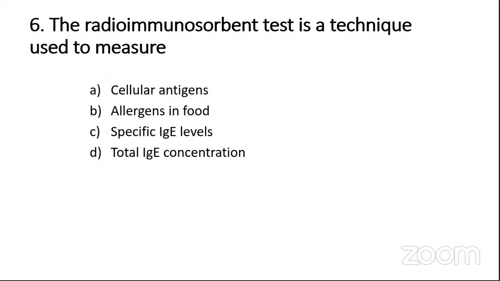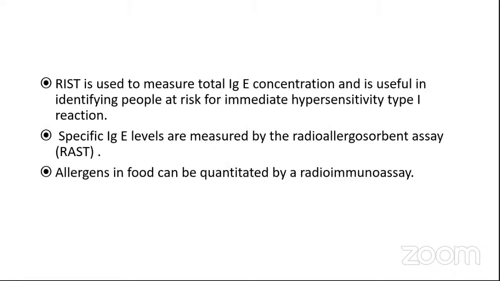The radioimmunosorbent test is a technique used to measure total IgE concentration. As we detect IgM, IgG, and then IgA, etc., IgE is very difficult to detect in precipitation and agglutination reactions, for which you need a specialized test called the radioimmunosorbent assay, which is usually used for detection of the total IgE concentration.